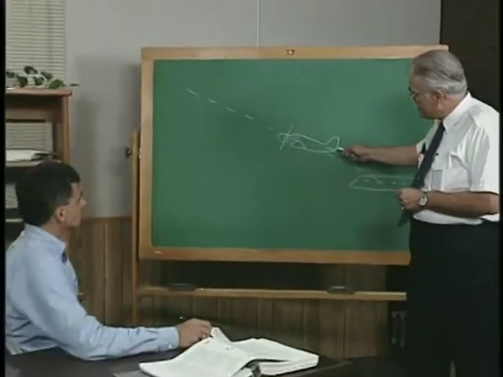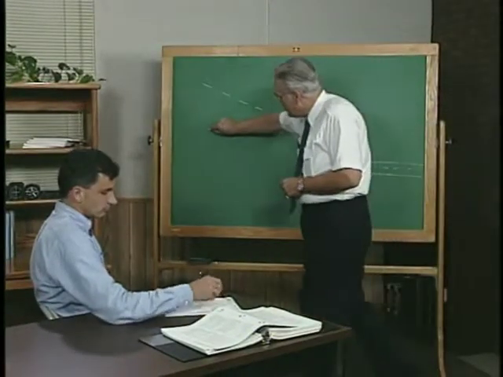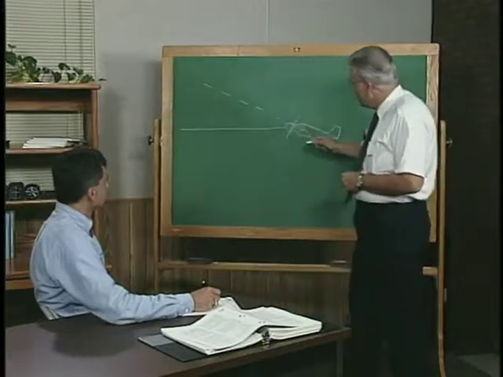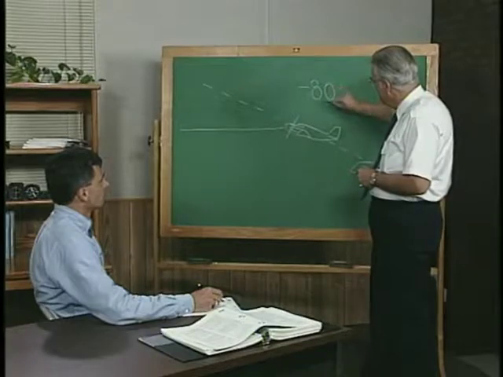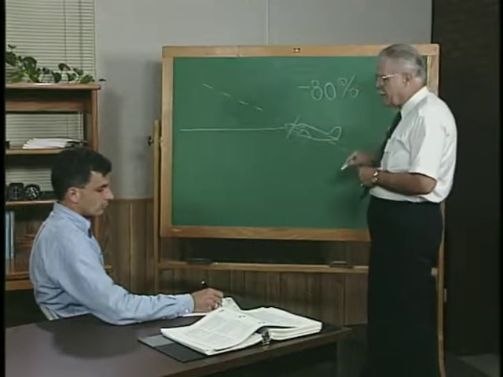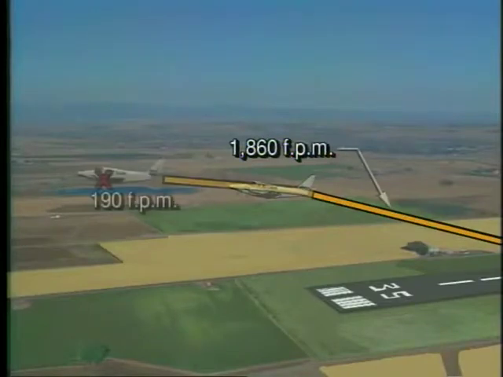Explain that controllability is not the only concern when an engine quits. Climb performance is drastically reduced in an engine-out situation. Point out that an airplane can lose 80% or more of its performance after an engine loss. For example, if a particular light twin climbs at 1,860 feet per minute with both engines operating, it may climb at only 190 feet per minute on one engine. The loss of performance in this case is close to 90%.